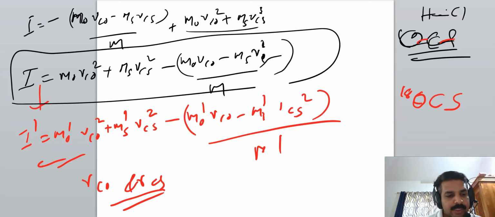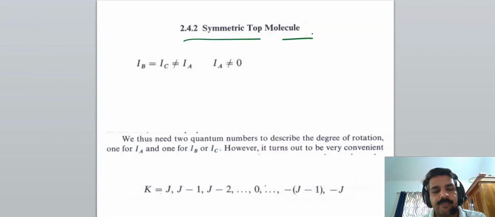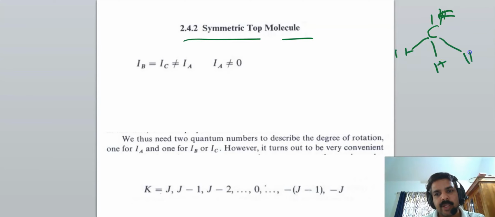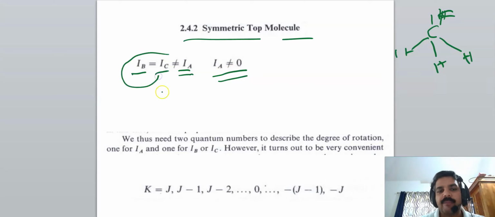Next is symmetric top molecules. For example, take CFCH3, another example of a prolate symmetric top molecule. For a symmetric top molecule, we know that IB equals IC, not equal to IA, and IA is not equal to 0. Here also two moments of inertia are equal and one is different. So the spectrum will be somewhat complex, but not too complex, because two moments of inertia are equal here. One is different.